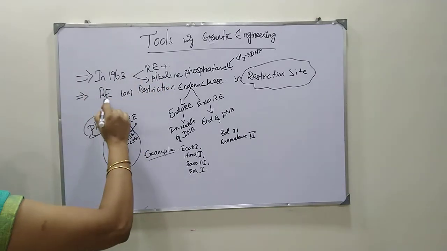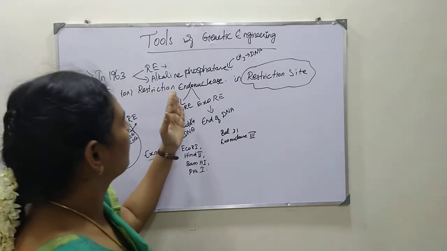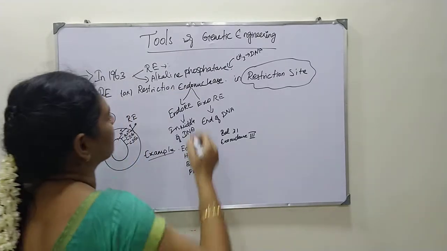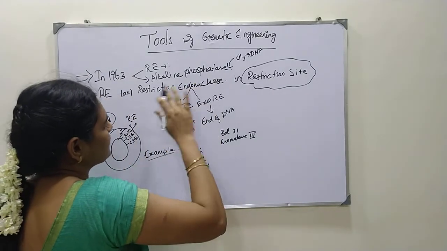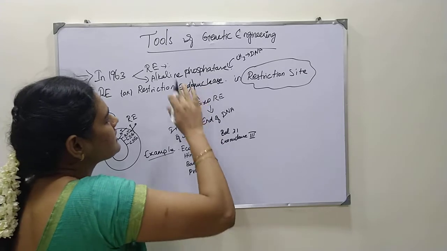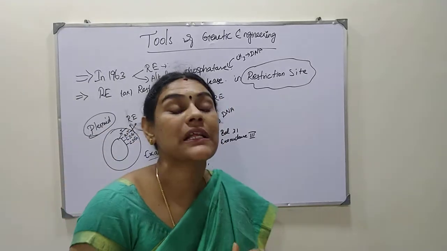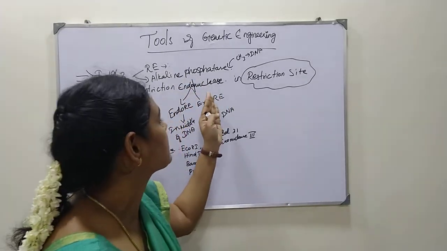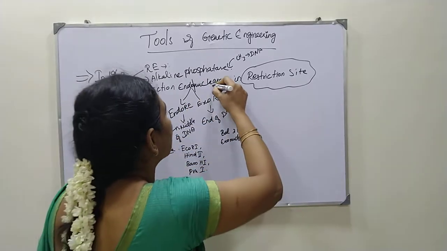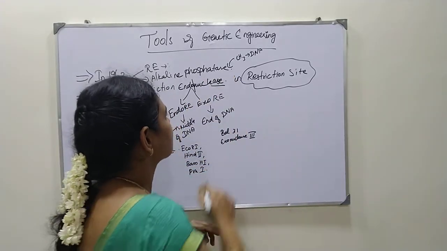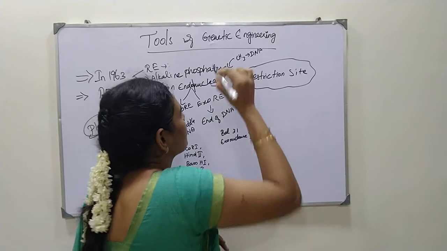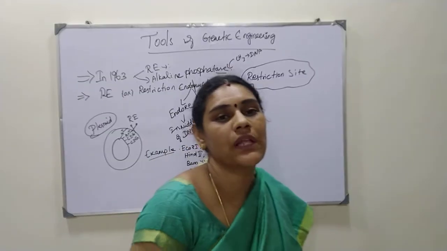This restriction endonuclease enzyme, as the name indicates, is a restriction endonuclease. Endo means inside, inside the DNA. It's an enzyme. Always, if you see an enzyme name, it ends with ASE, as in phosphatase. So always the enzyme name ends with ASE.